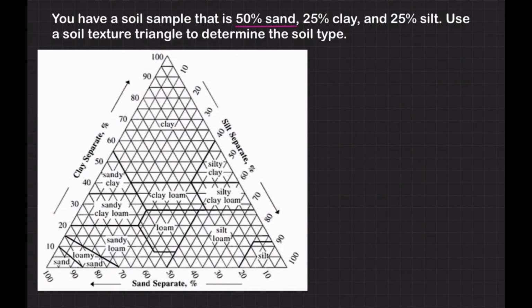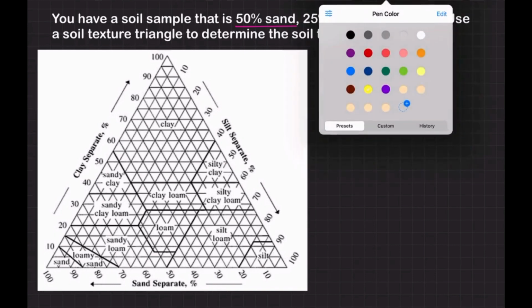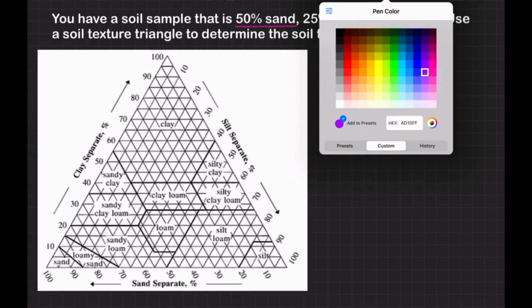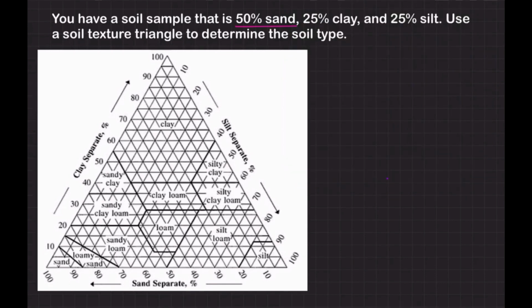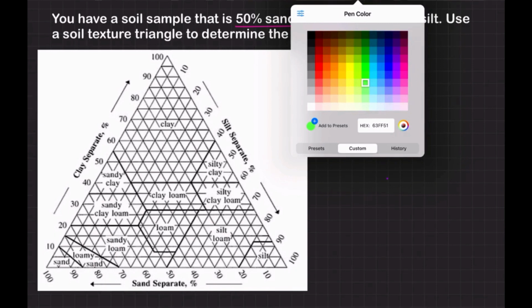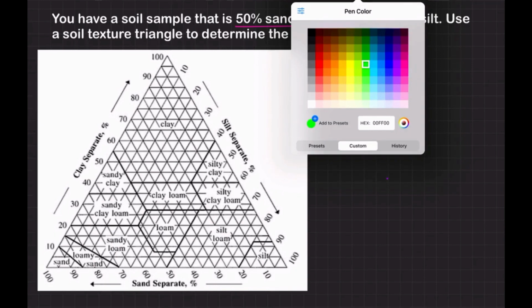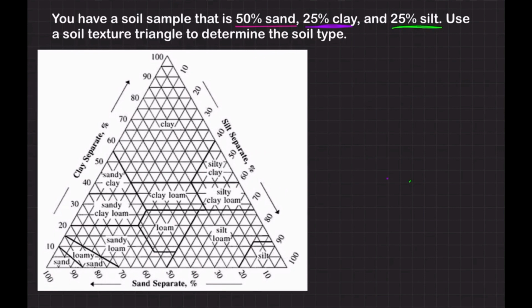So we have 50% sand. Let me see if I can find a color that will show up here, but is also maybe a little darker for this triangle. 25% clay, and again, I'm going to try maybe a darker green, just a little bit, and 25% silt. Okay, so I'm going to start with my sand, and I'm going to go 50%, and I'm going to move up here like this. And I'm just going to draw a line across because I don't really know where they're going to meet.